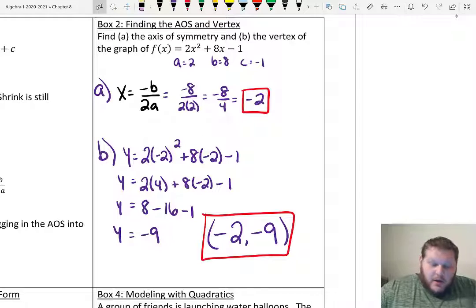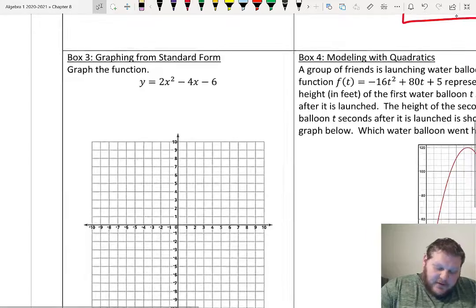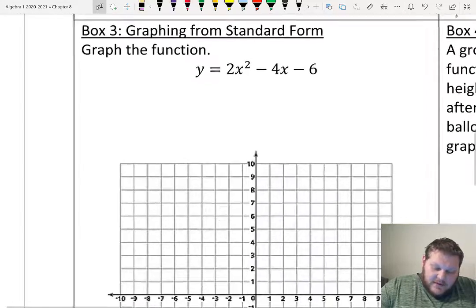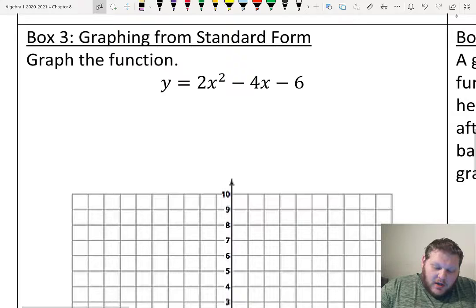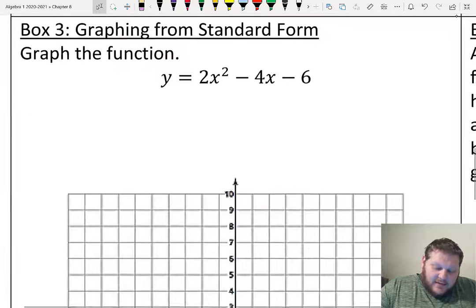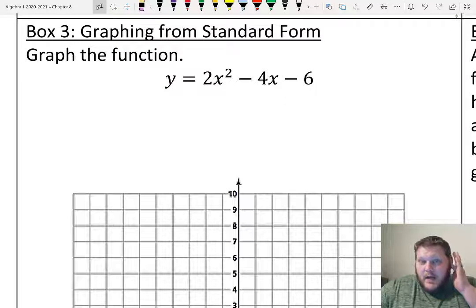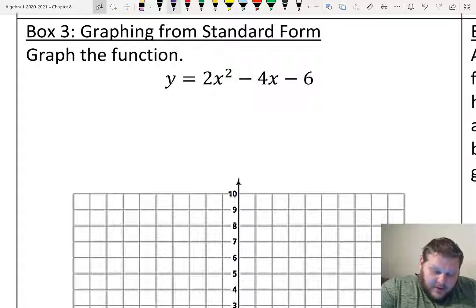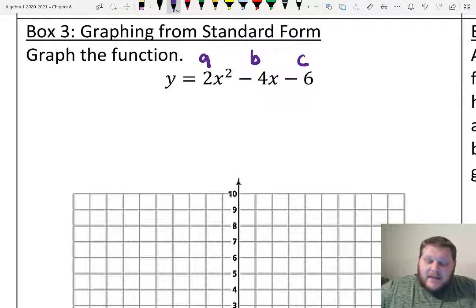Okay. For box 3, we're going to graph the function. We have to start by doing the same thing. I need to know my AOS and my vertex in order to graph it. But then from there, I can use my 135 shortcut to continue graphing. First and foremost, I'm going to label A, B, and C. My A value is 2, my B value is negative 4, my C value is negative 6.